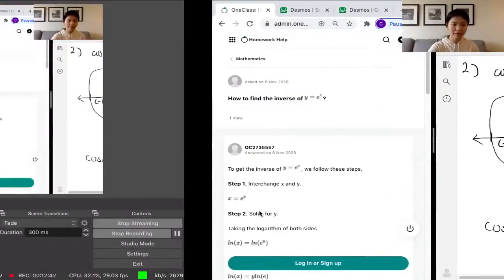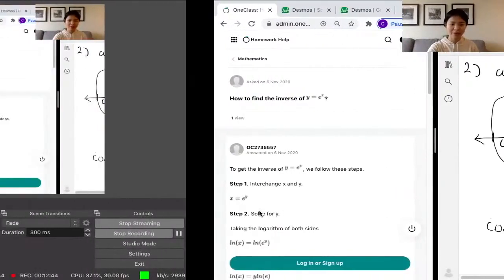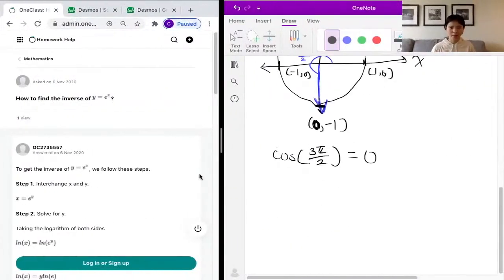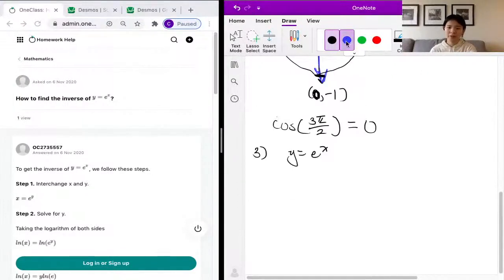Alrighty, our third problem asks us, how should we find the inverse of y equals e^x? There are actually two main ways of doing it. So it's asking us to find the inverse of y equals e to the power of x. The first way is just, let's say, solution 1. The first way is obviously just directly saying that the inverse of y equals e^x is y equals ln of x.